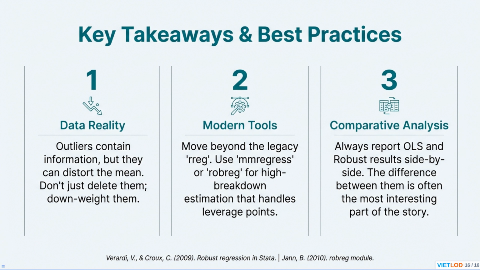Second, it's crucial to utilize modern tools. Move beyond legacy commands like rreg in statistical software. Instead, use advanced high breakdown estimators such as mmregress or rreg, which are specifically designed to handle the most problematic outliers, known as bad leverage points. Finally, always embrace comparative analysis. Present your ordinary least squares and robust regression results side by side. The true insight and the most interesting part of your story often lie in the differences between these two sets of results, as this reveals the sensitivity of your findings and the influence of extreme observations.